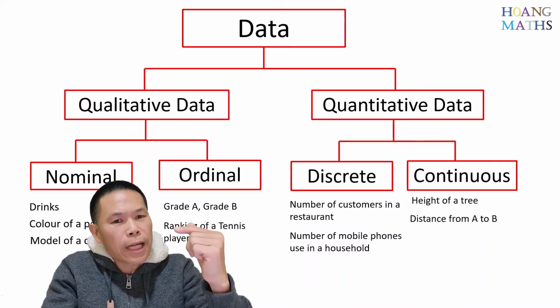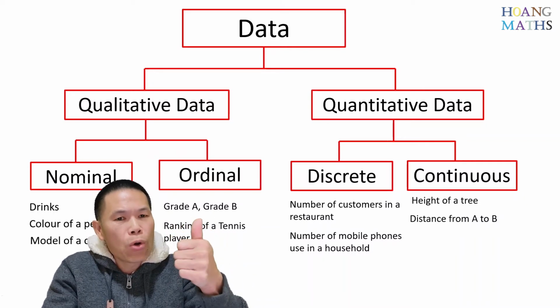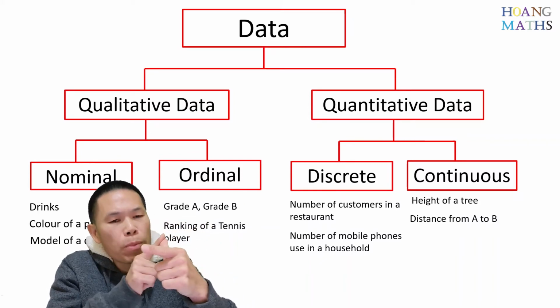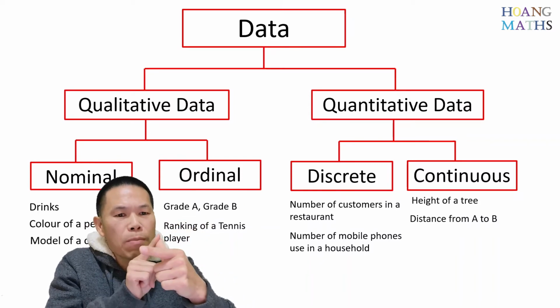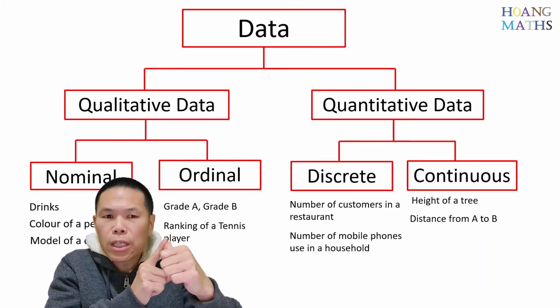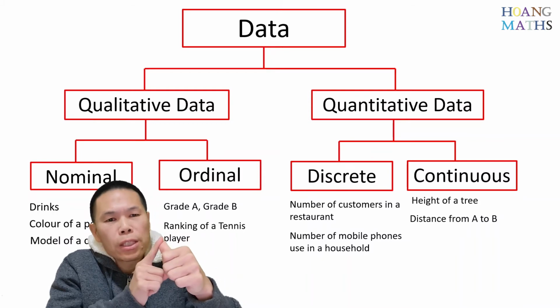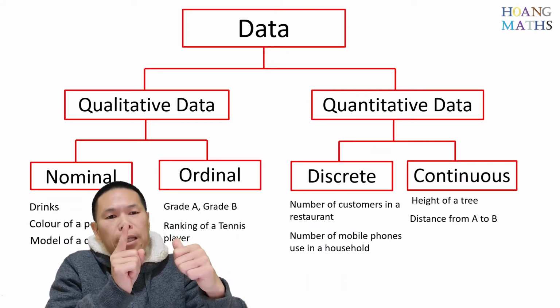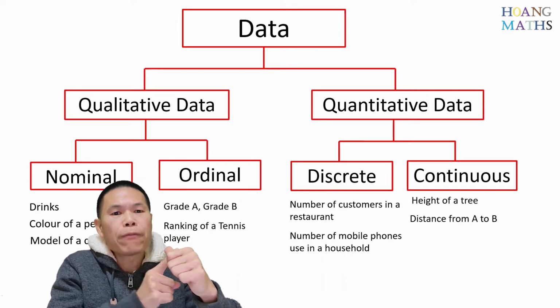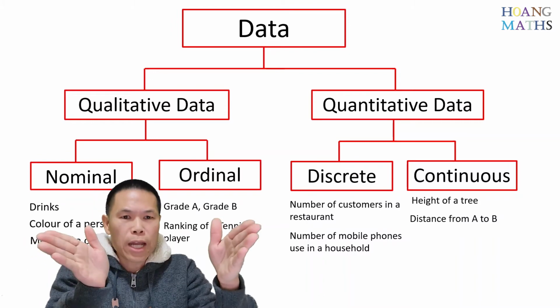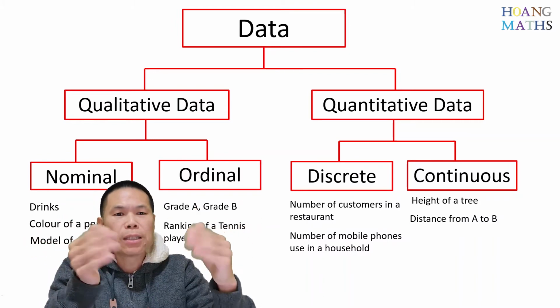Within qualitative data, you have nominal or ordinal. Ordinal is ranking. Nominal is not ranking. Okay, just remember that for me. For quantitative data, you either have discrete or continuous. Discrete is the data that involves whole numbers only, whereas in continuous data, you have decimal points. For example, the distance from one place to another, the height of a person, and so on.